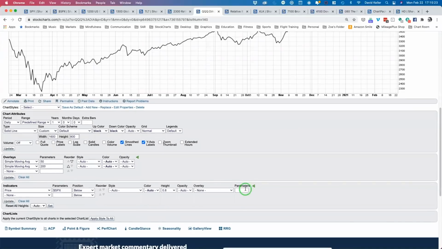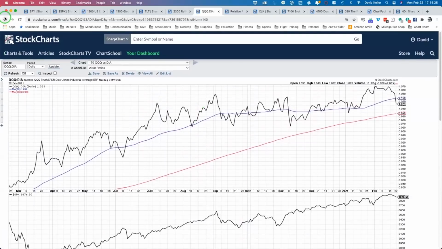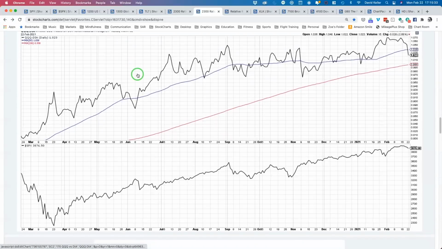Using those two things that I showed you, you can create all sorts of different ratio charts, combining different combinations of any of the things that I've shown you so far today. But that's the basic set of tools that I use to create these charts.